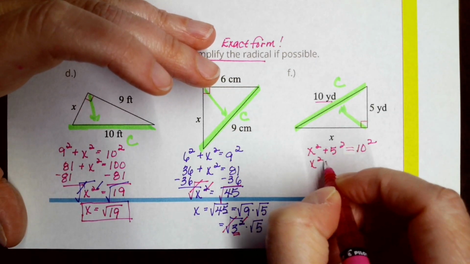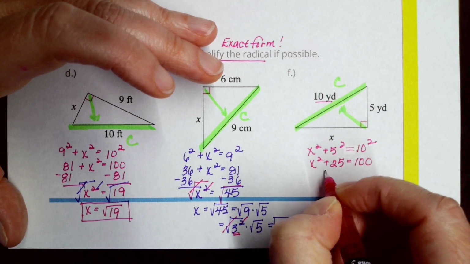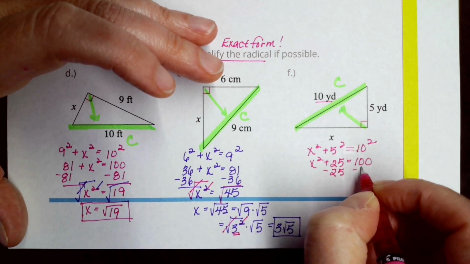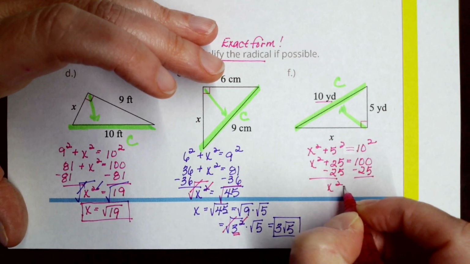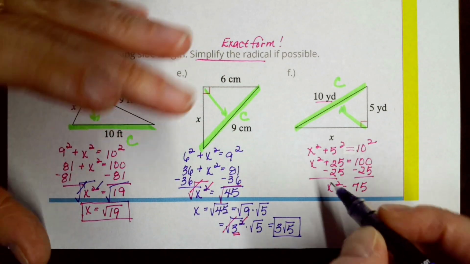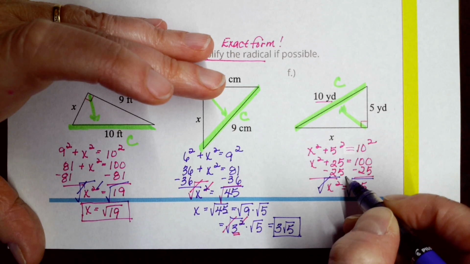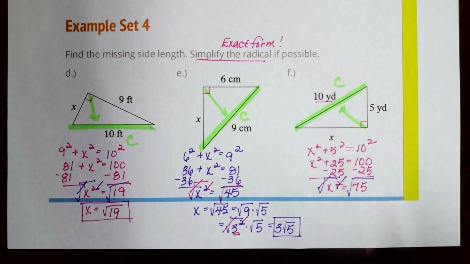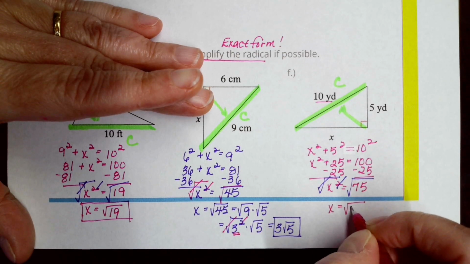All right, so x squared plus a 25 should be equal to 100. We'll subtract the 25. And so x squared is going to be equal to 75. We'll root both sides. The square root and the square undo each other. They're gone. So x is now equal to the square root of 75.